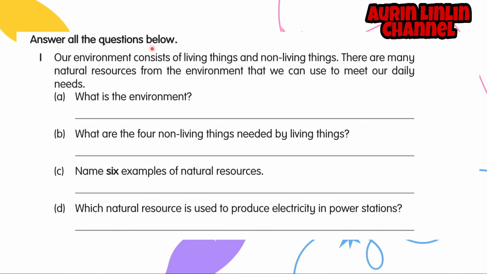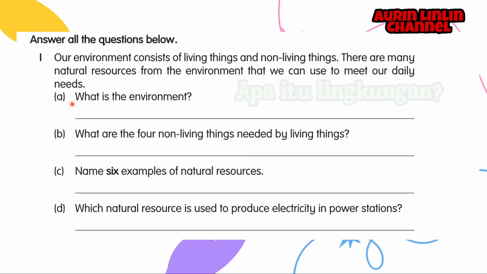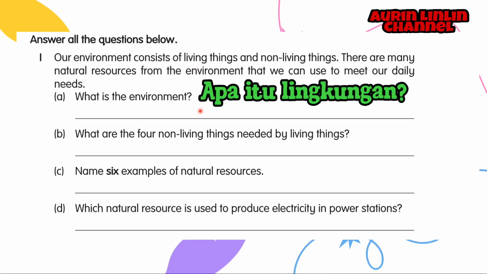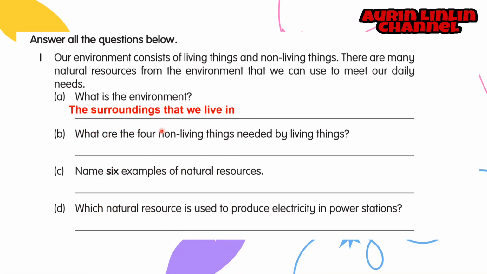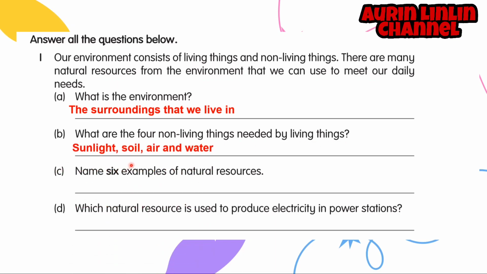Answer all the questions below. Our environment consists of living things and non-living things. There are many natural resources from the environment that we can use to meet our daily needs. A. What is the environment? And the answer is the surroundings that we live in. B. What are the 4 non-living things needed by living things? And the answer? Sunlight, soil, air, and water.